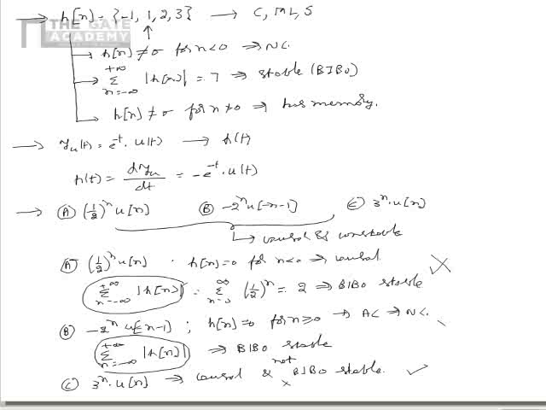Please note that the system in option B is also not the required system. So here we need to find the causal and unstable system out of the three options given, and we see that 3^n u(n) corresponds to the system. 3^n u(n) is the impulse response of the system which is causal and not BIBO stable. So from this we see that the correct option is C.